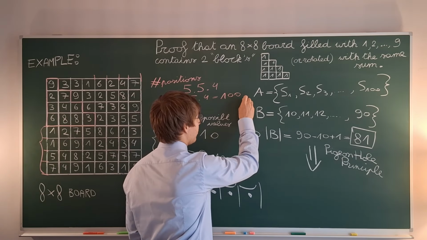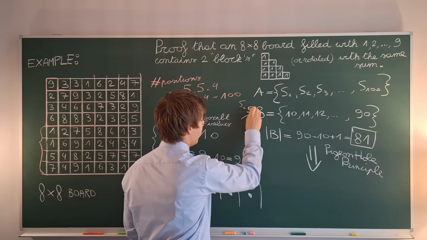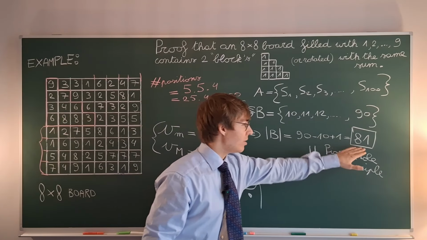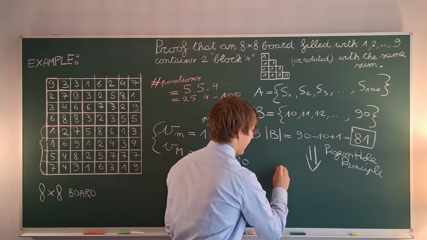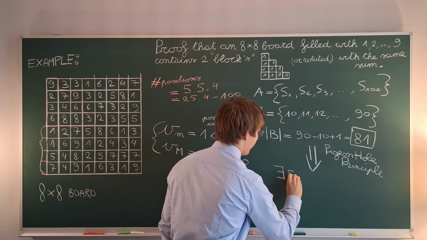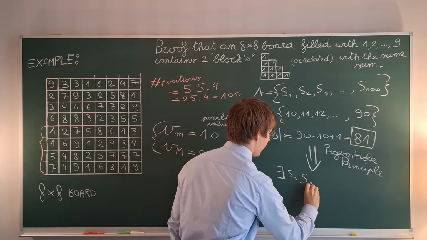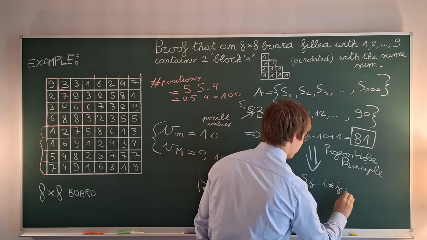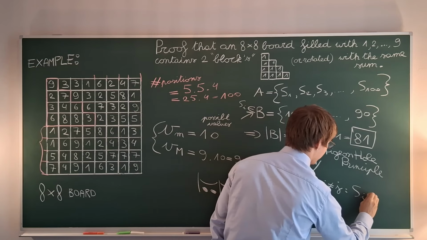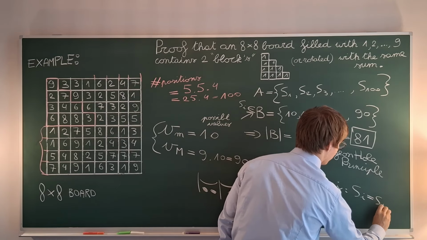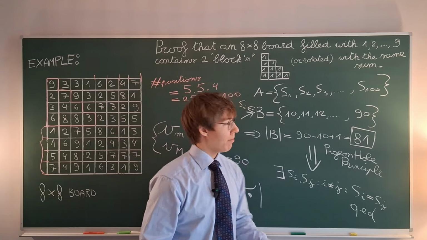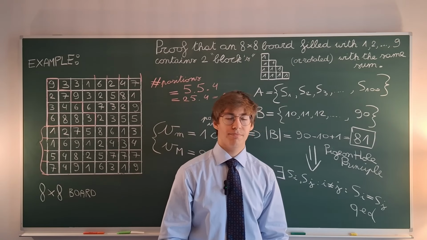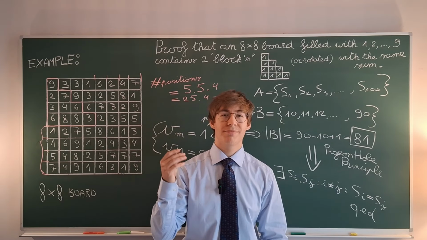So since every value Si is an element of B, we have in this case 100 pigeons, but 81 holes. So that means that there must exist an Si and Sj with i not equal to j, such that Si is equal to Sj. So we have now proven mathematically that there exist 2 values in this set with exactly the same sum. Let's go to the second problem.